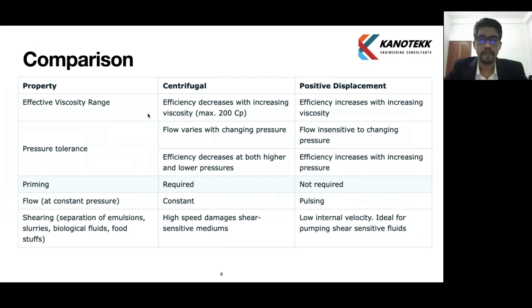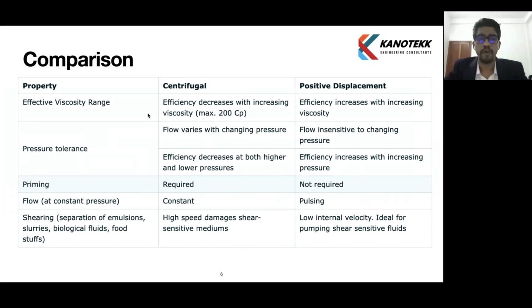Okay, so when we see the pressure, for a centrifugal pump, which is a dynamic pump, the flow varies with changing pressure. So that is something to be noted. Similarly, for a positive displacement pump, flow is insensitive to changing pressure. So if the pressure changes, the flow does not vary. The flow is constant. Priming is required for a dynamic pump. A positive displacement pump does not need priming. We will see that in detail in the future slides.